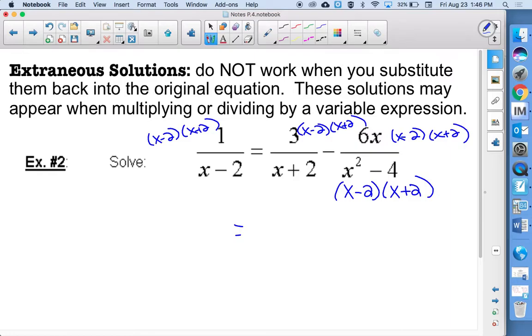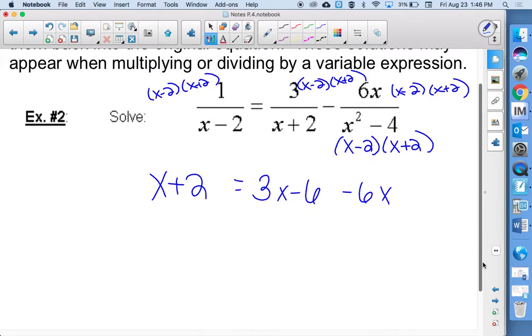Allie, what did you get when you multiply by the least common denominator? What expression do you have? I got x plus 2 equals 3x minus 6 minus 6x. And then when you get x's on one side and the number on the other, I got 4x equals negative... So close. If you bring this 2 over, you have to subtract it. Oh, negative 8. There you go. Negative 8. So x is negative 2.